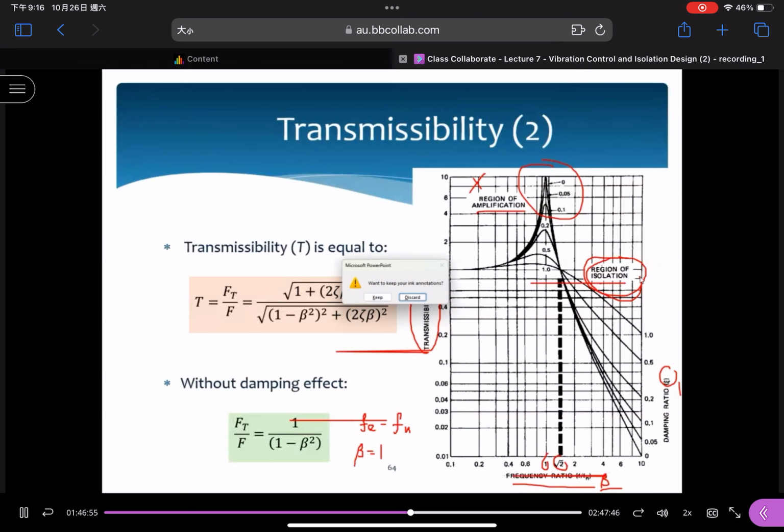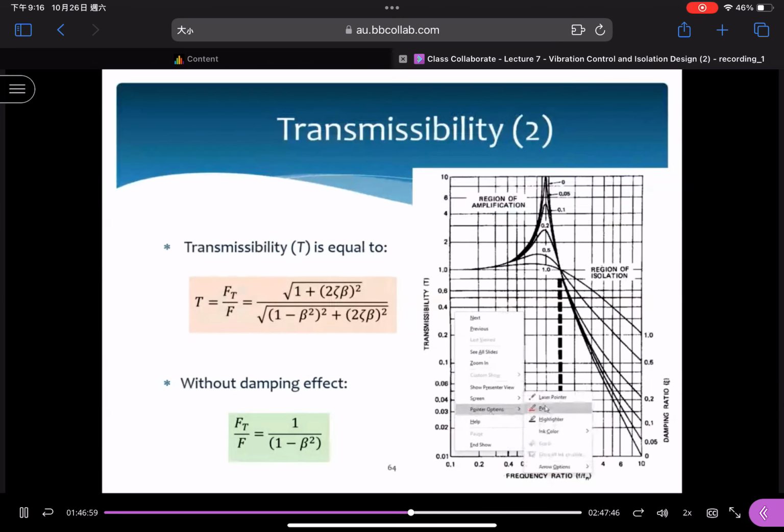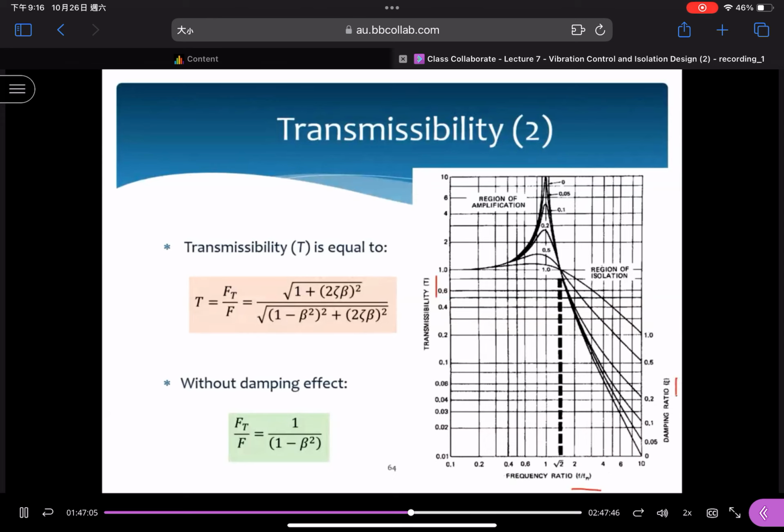Okay, again, let us remove all this. We have the transmissibility, frequency ratio, and damping ratio. First of all, we just talk about the transmissibility and the frequency ratio. If the frequency ratio is equal to 1, it must be going to the resonance region. Okay, this is resonance. You can see that. In this case, let's say we can achieve this one is 10. It means that when T is equal to 10, the ratio between Ft and F is 10 to 1, correct? It means that when you apply 1 Newton to the system, the transmitted force becomes 10 Newtons. Okay, this is the resonance case.